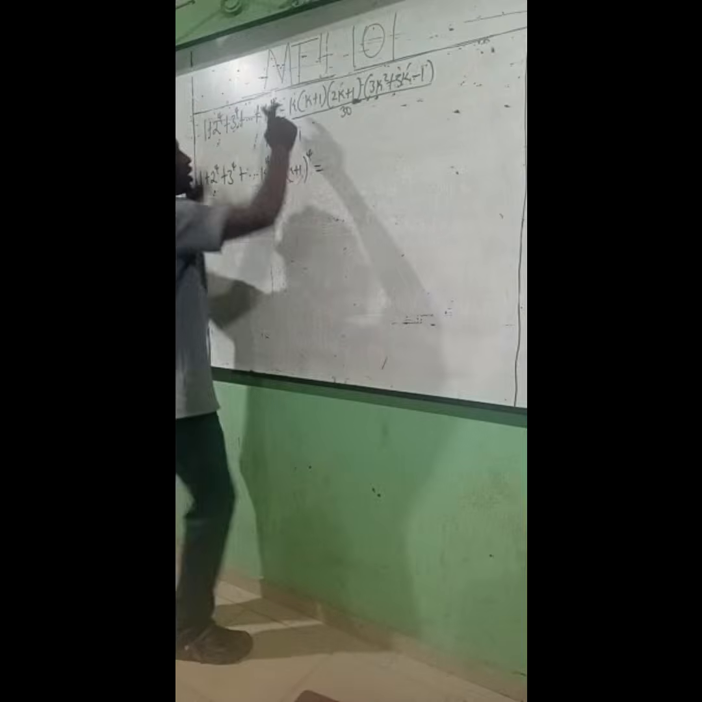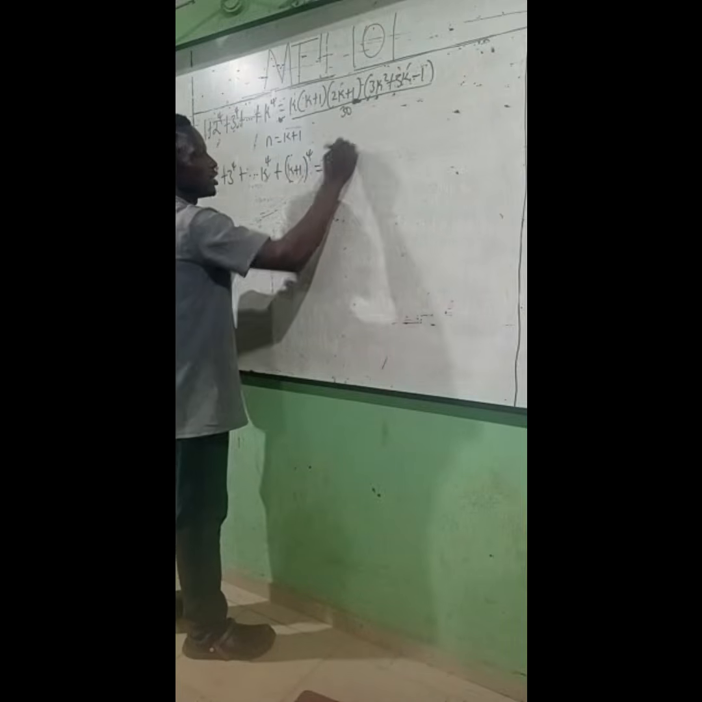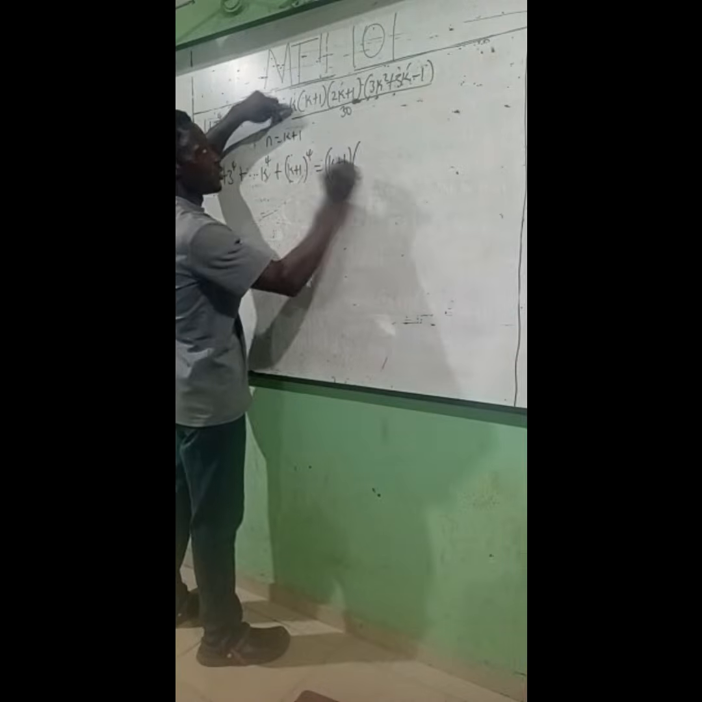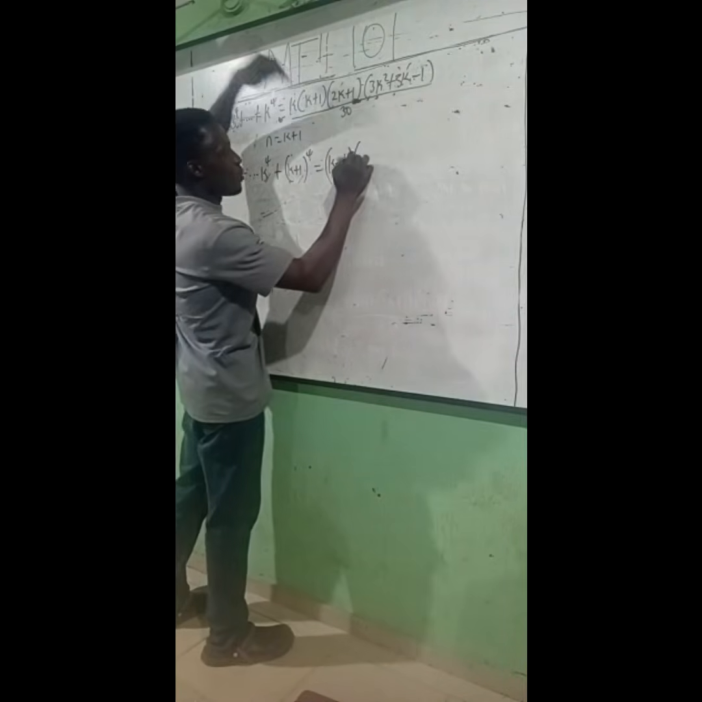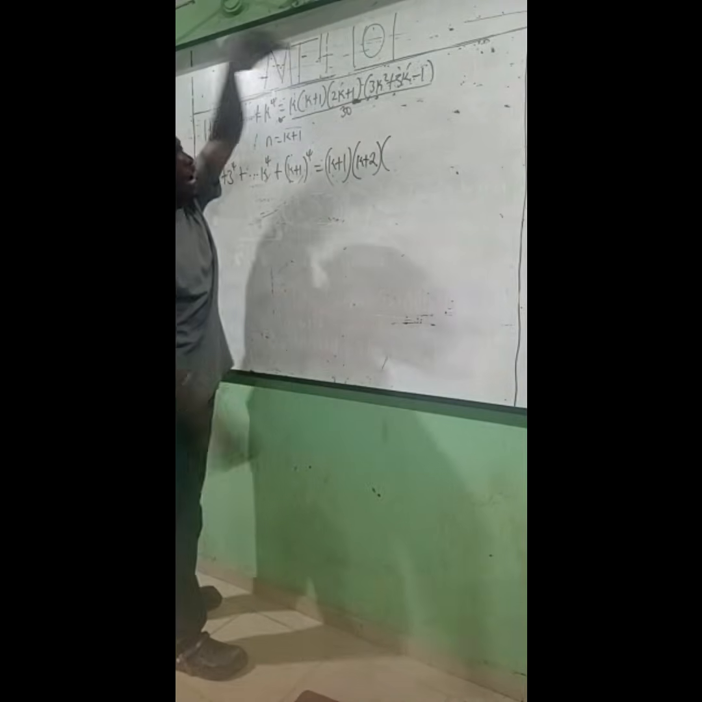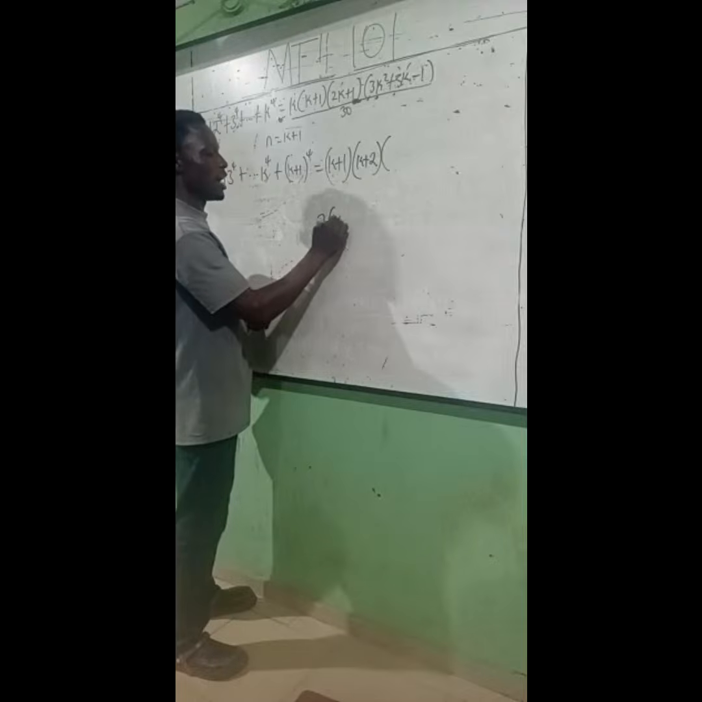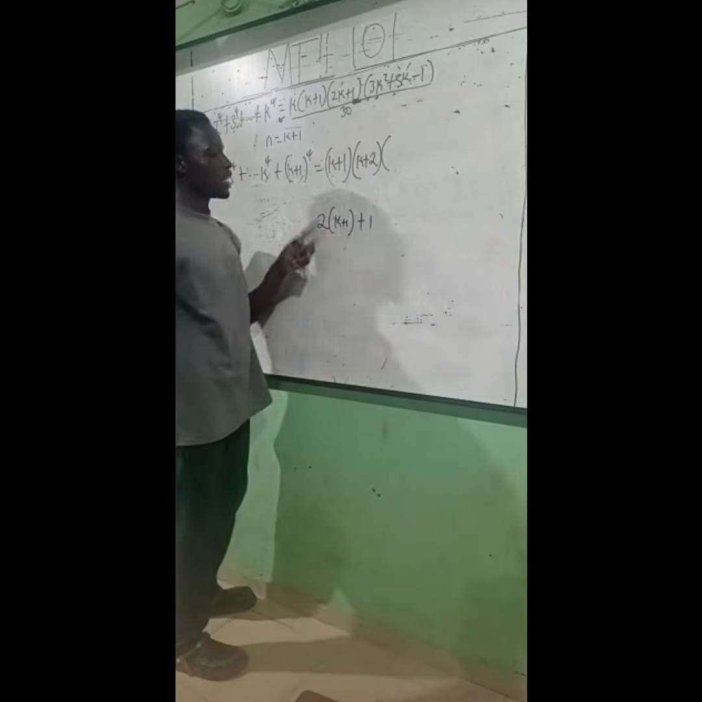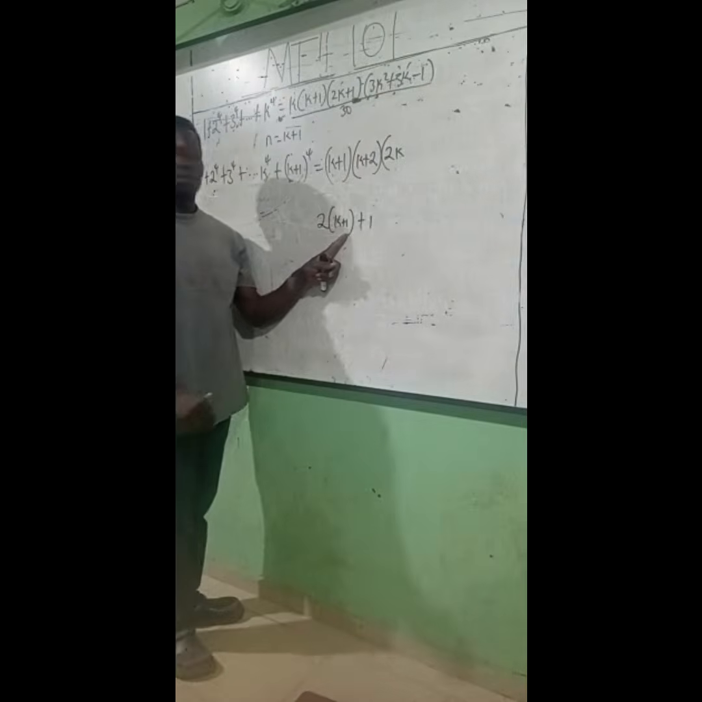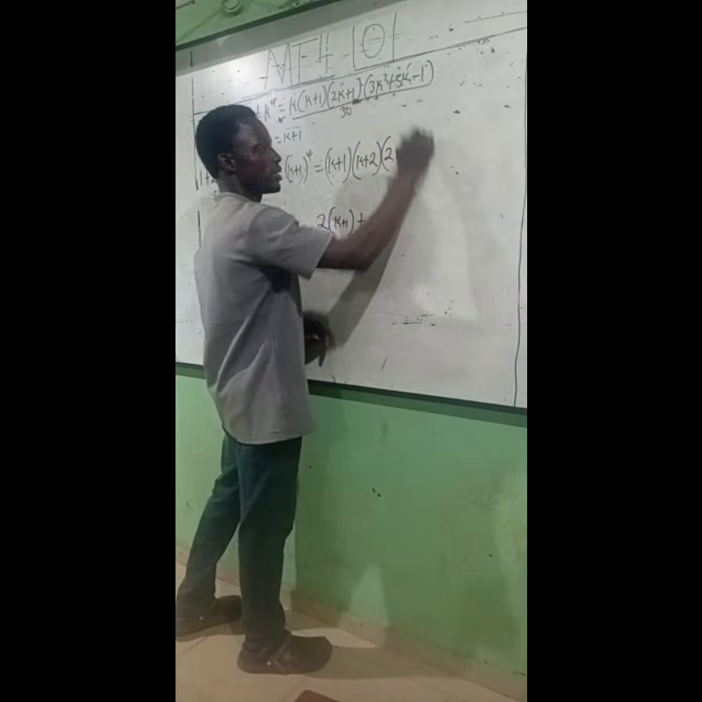Equals to... from the question we have n here. Since our n is k plus 1, then n plus 1 is k plus 1 plus 1, that's k plus 2. Then 2n plus 1: 2 times k is 2k, 2 times 1 is 2, plus 1 is 3. So that gives 2k plus 3.